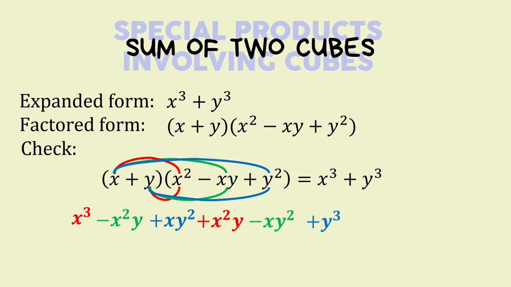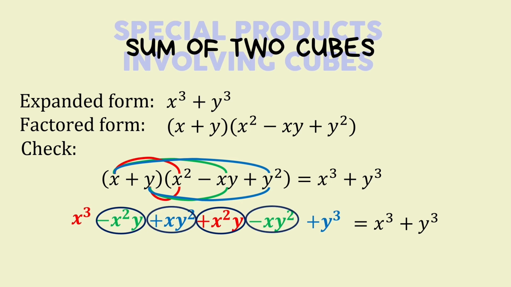By this time, we will be simplifying what can be simplified. The second term, negative x squared y, can be added to x squared y, and since they have opposite signs, we can cancel it out. The same goes for xy squared and negative xy squared. What do we have left? We have x cubed plus y cubed, confirming our assumptions that the factored form and the expanded form are equal.